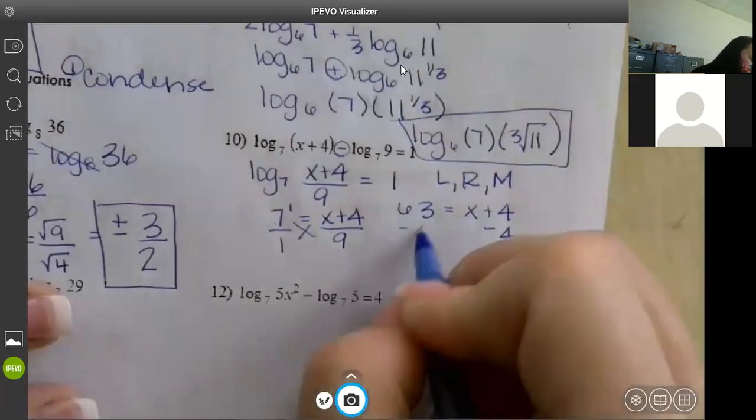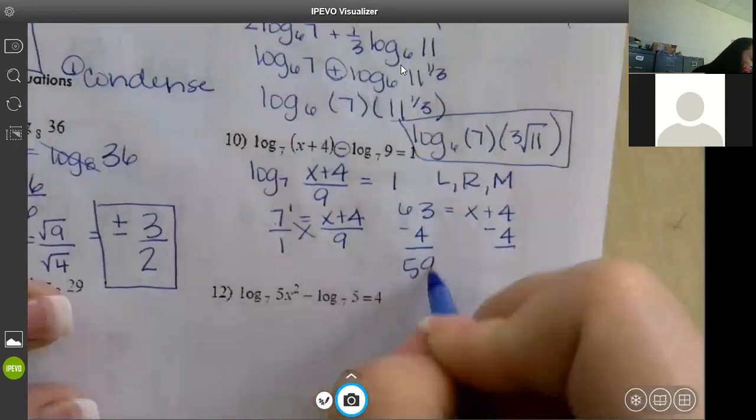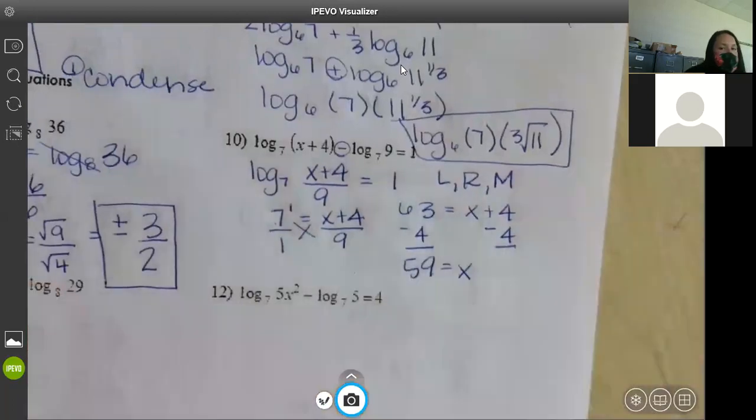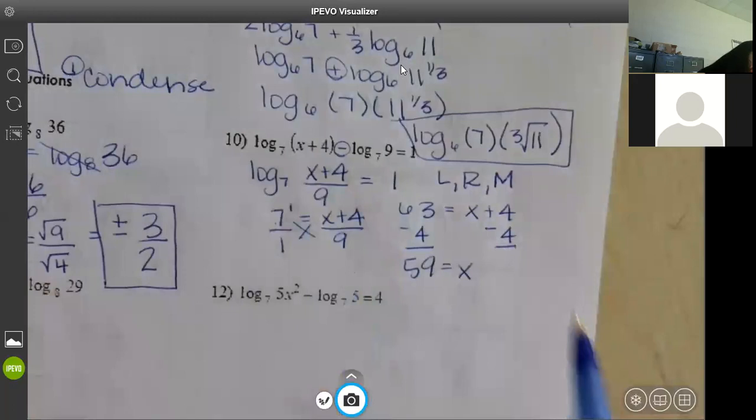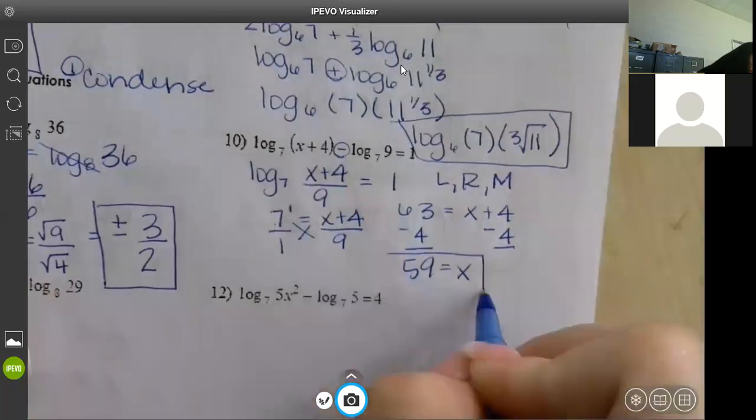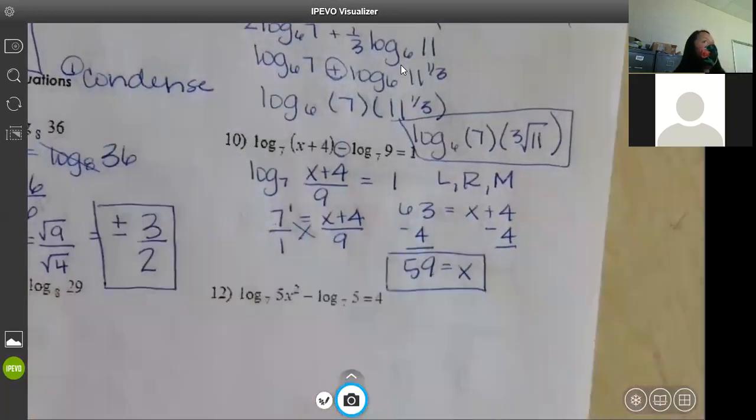Minus 4. And we get 59 equals x. Plug it in to make sure it doesn't give you a 0 or a negative. 59 plus 4 does not give you a 0 or a negative. So therefore, you are done.